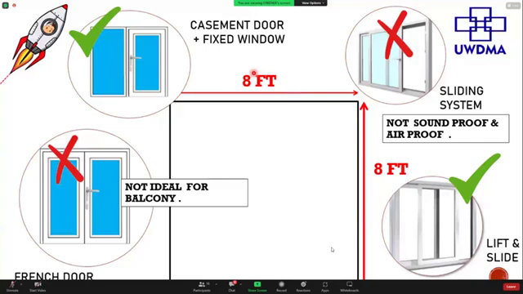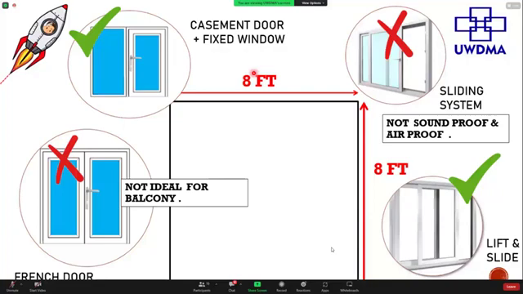Ankit ji is asking whether height can be 10 feet or 9 feet, because in UDMA normally we recommend it should be 8 feet or 8.5 feet. Normal profiles support a height of 8.5 feet, but nowadays there are many companies coming with big and heavy profiles, and they assure that they can go for 10 feet.